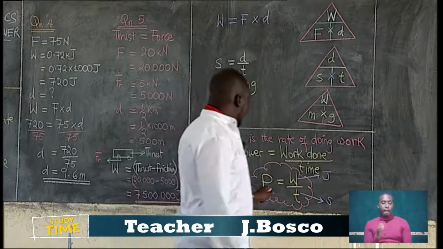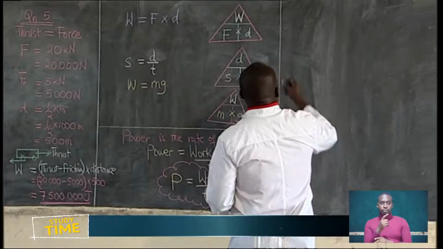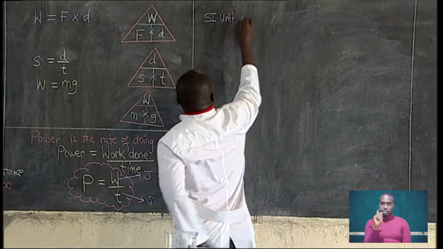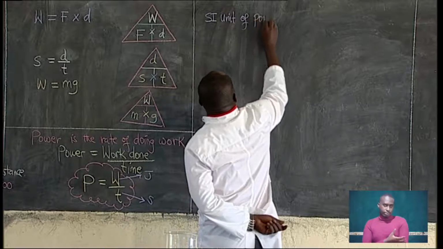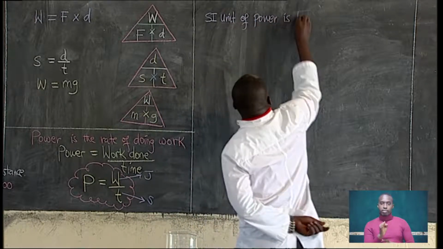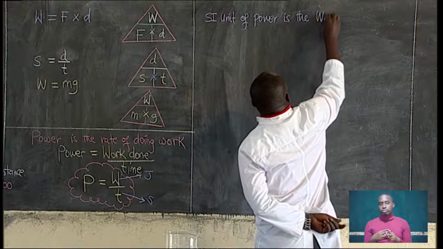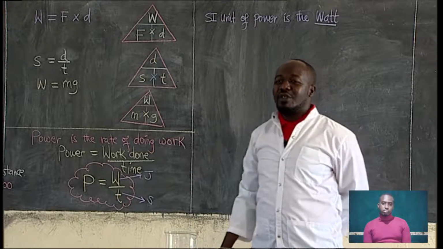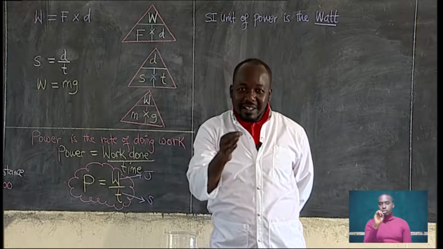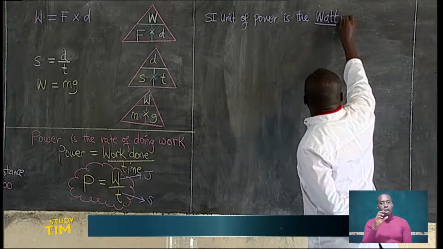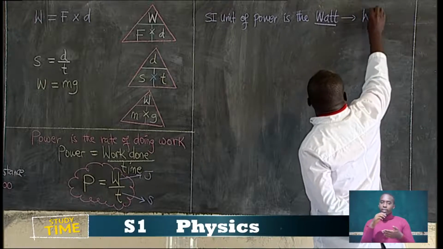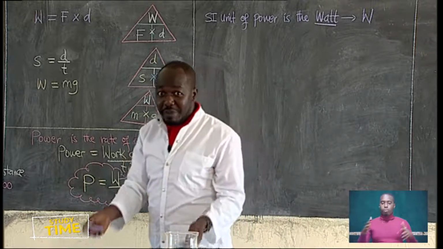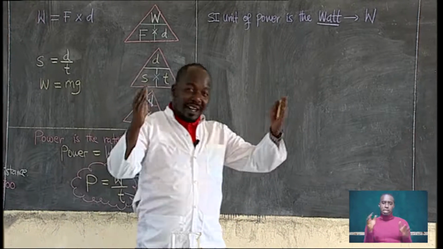But before looking at the alternative unit for power, we shall see that the SI unit of power is called the watt. That's the SI unit of power. It's called the watt. And how do we denote this watt? The watt is denoted by letter what? W. Capital, not small. Use a capital letter.